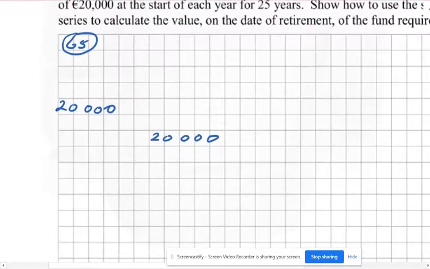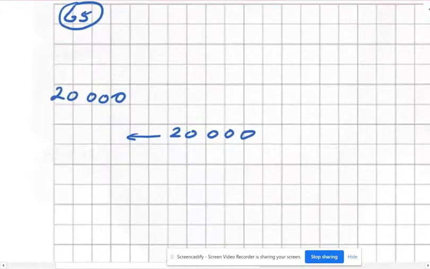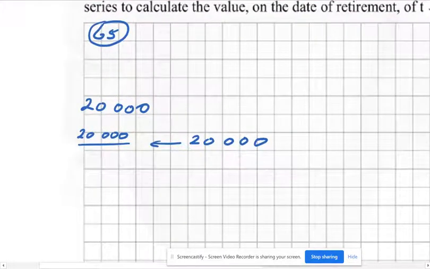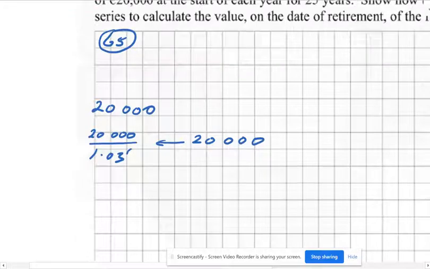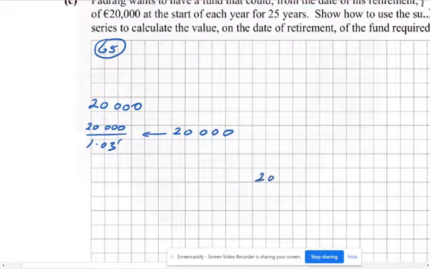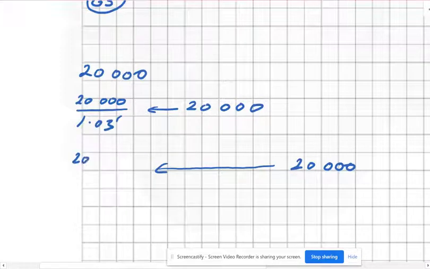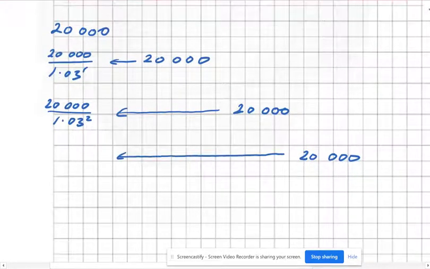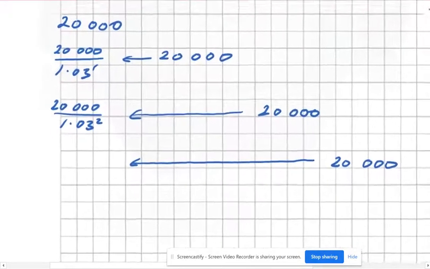But of course, let's bring all these back. We have to bring these back to their value on the date of retirement to get their true value on that date. So it's 20,000. And this is where the work we did up to now helps us. We've already got some of this worked out. So 1 year earlier, it's 20,000 over 1.03 to the power of 1. And now his third payment of 20,000 is only worth, if you bring it back 2 years, 20,000 over 1.03 squared. And so on. So maybe do one last payment, 20,000, and bring it back. So this is the fourth payment, so that must be brought back 3 years.